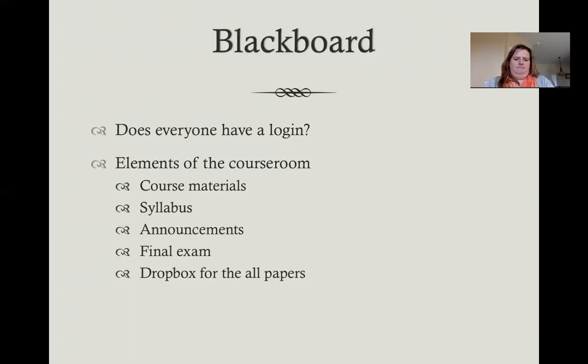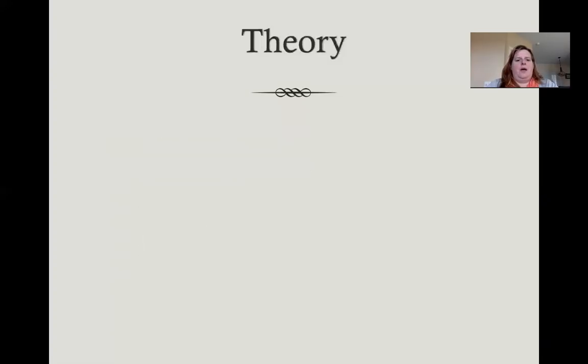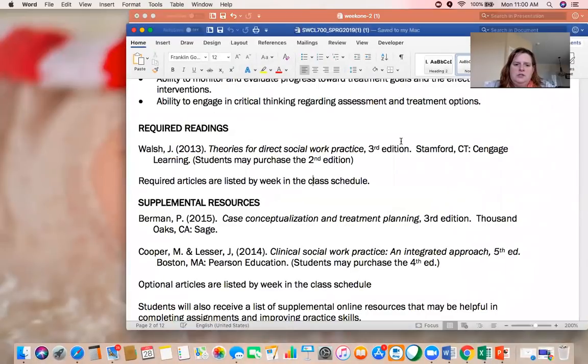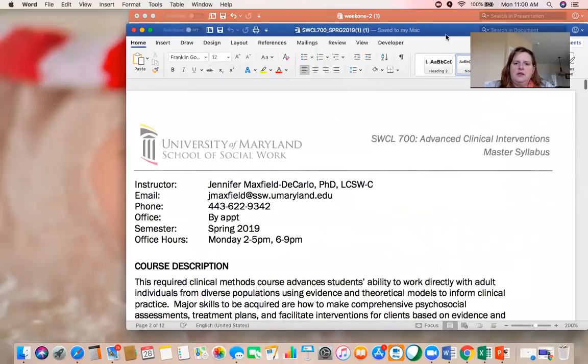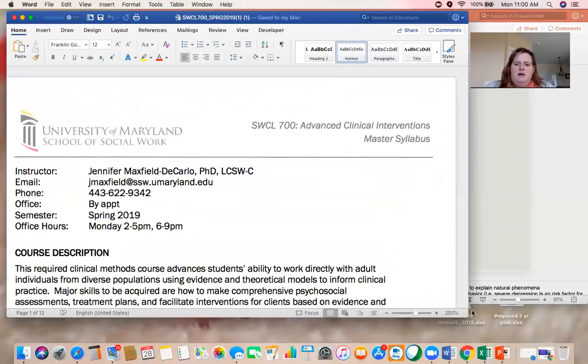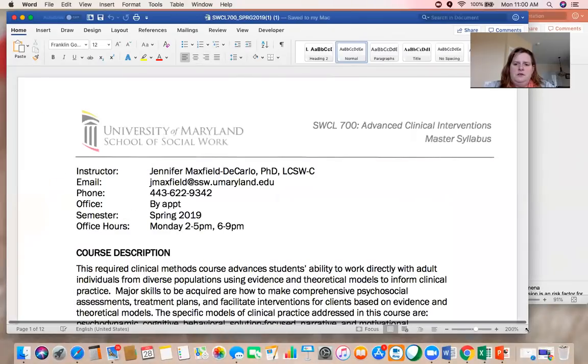All right. And your final exam is that theory-based analysis paper. Okay. So let's just, I'm going to get out of here for a second, and I'm going to pull up this syllabus so that you can see it really quickly, because I want to make sure that everyone is clear on all of the requirements.